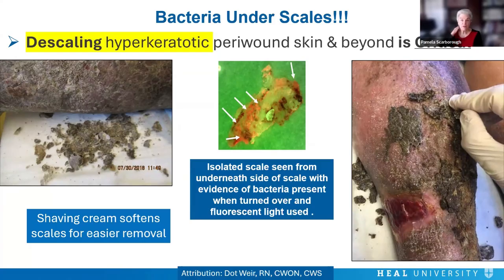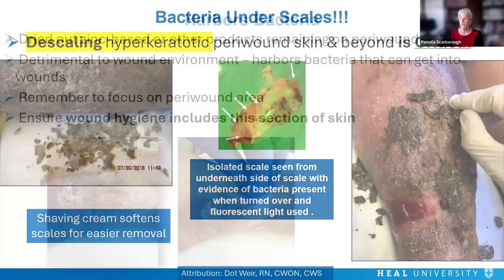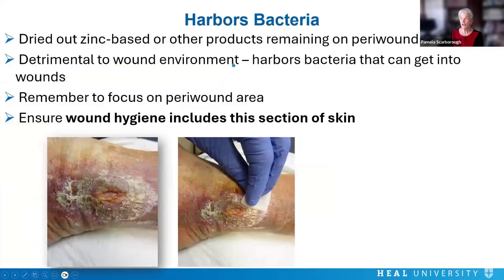Oh, and by the way, shaving cream is often used to soften and loosen scales on the legs, particularly from venous insufficiency and maybe lymphedema. It's very hydrating and it has emollient properties. Shaving cream does also. So this is, again, a dried out zinc-based product that's on here.